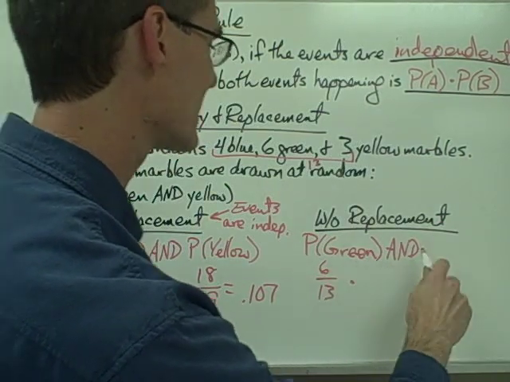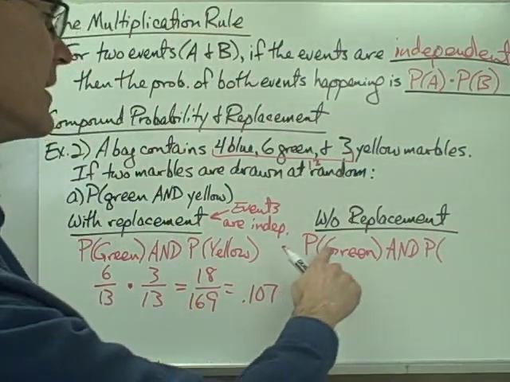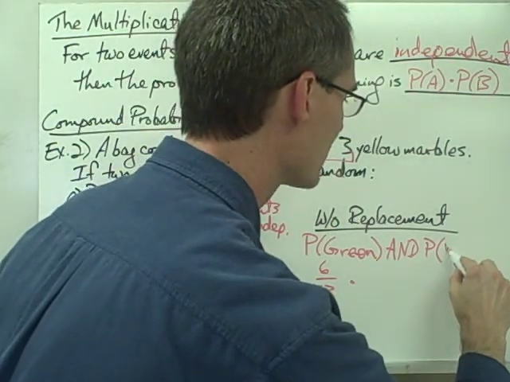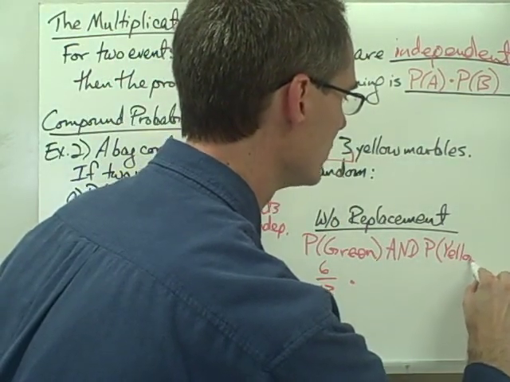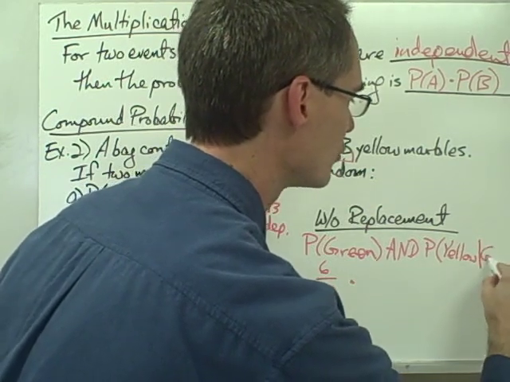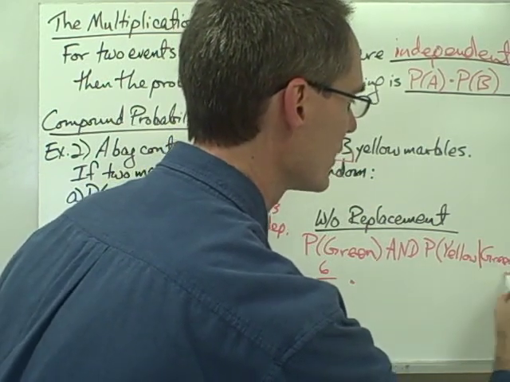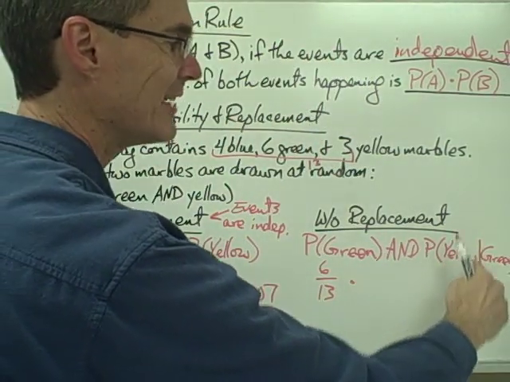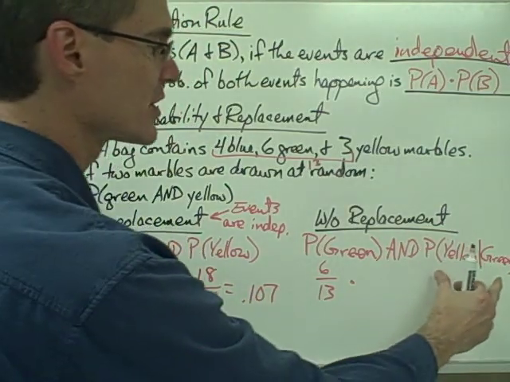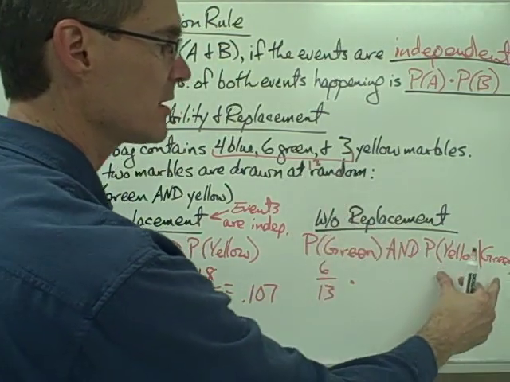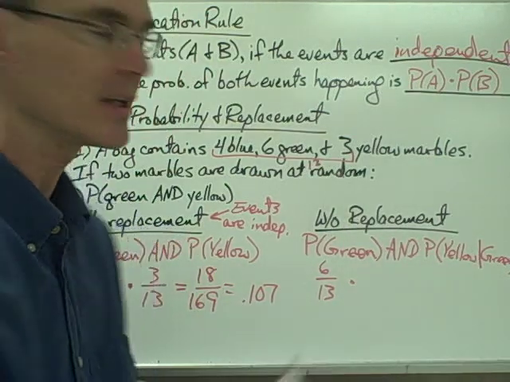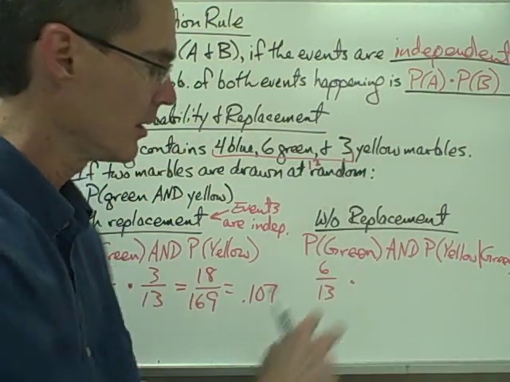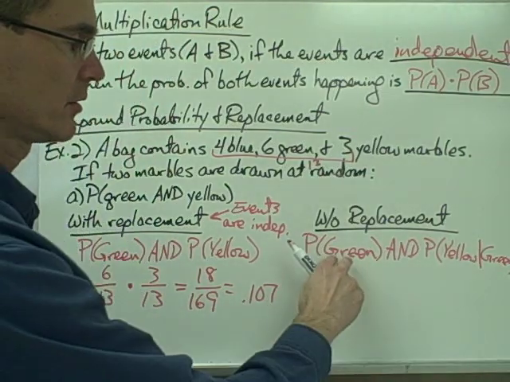But now for my second drawing, I want to know what's the probability of drawing a yellow marble given that I've already drawn a green marble. This is a notation that means the probability of drawing a yellow marble given that you've already drawn a green marble. In other words, since we're doing this without replacement, this probability is no longer independent. The probability of drawing the yellow marble for this second drawing depends on what happens in this first drawing.